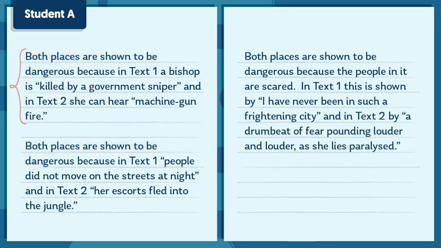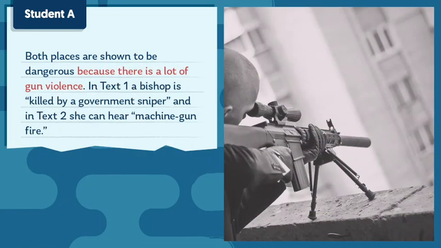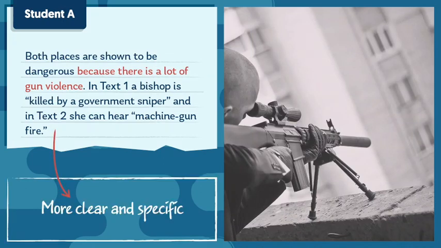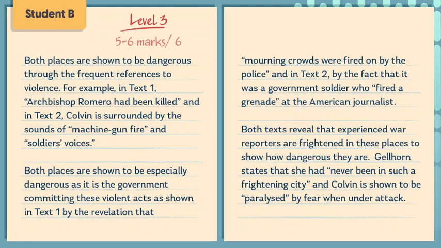For the first point, adding in a phrase such as, both places are shown to be dangerous because there is a lot of gun violence, would have meant the answer was more clear and specific than just saying that they're both dangerous. Let's look at student B's response now. This would be in the top level. Press pause now to give yourself time to read it carefully, and press play again when you're ready.